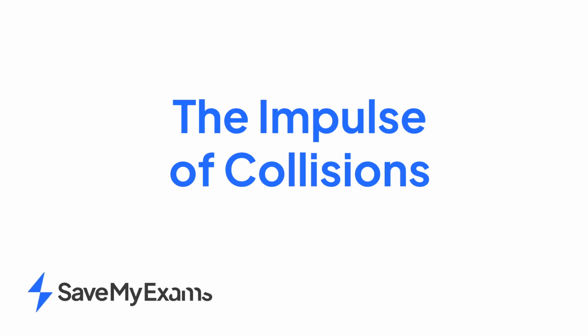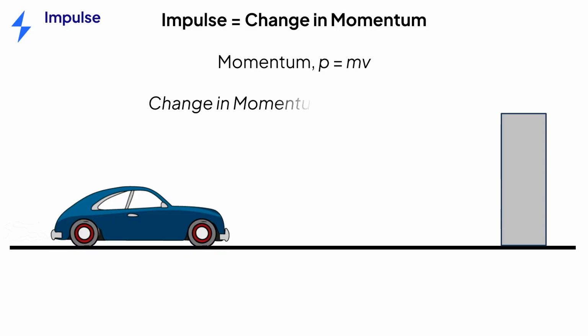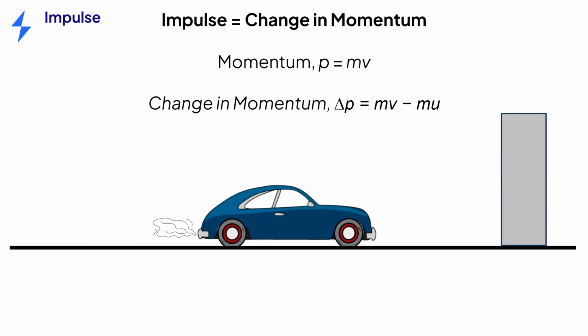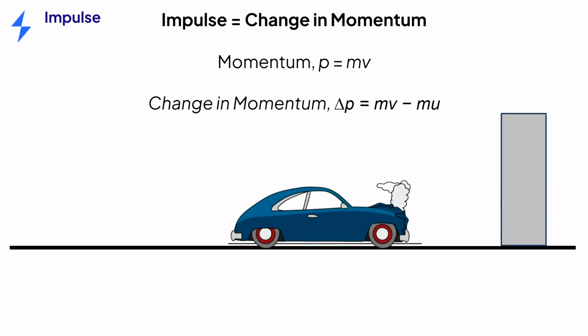This video is about the impulse of collisions. The impulse of a collision is equal to the change in momentum. Remember that momentum p in kilograms meters per second is equal to mass in kilograms times velocity in meters per second. So the change in momentum is equal to the momentum after minus the momentum before, which is equal to mv minus mu. Impulse is also equal to force times time of the collision, F times delta t.